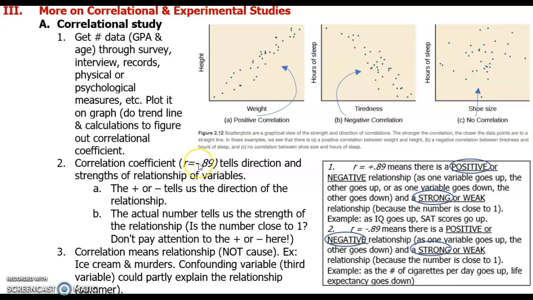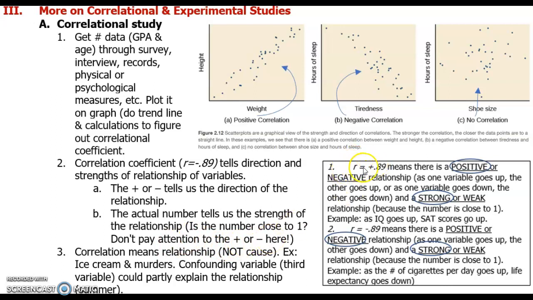So when I look at that, I can tell it's a negative correlation, and it's a strong correlation because it's close to 1. The plus or minus tells you the direction of the relationship, if the variables are doing the same thing or not. And the actual number tells you the strength, is the number close to 1. When you're figuring out the strength, remember, don't pay attention to the plus or the minus.